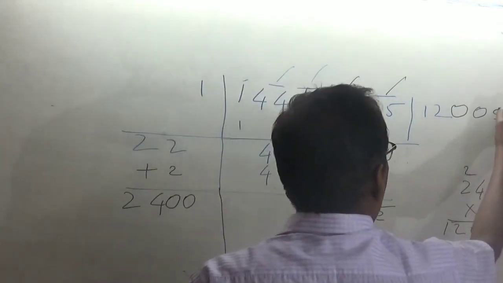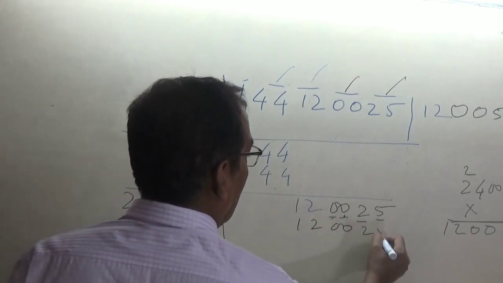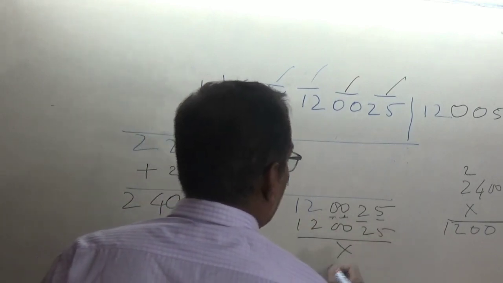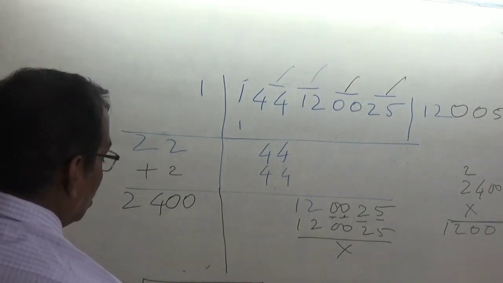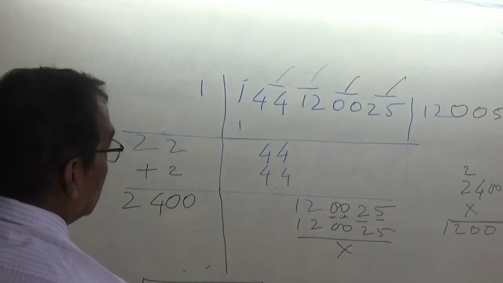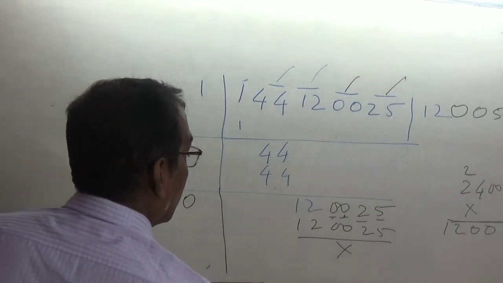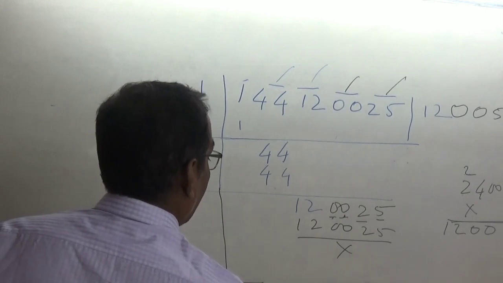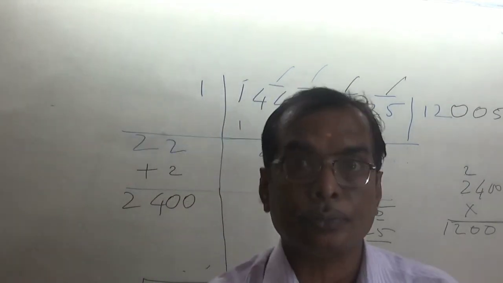So I have finished. 120025. Nothing has been left, nothing more to do. So the square root of such a big number is equal to 12005. Answer. I think it is clear.